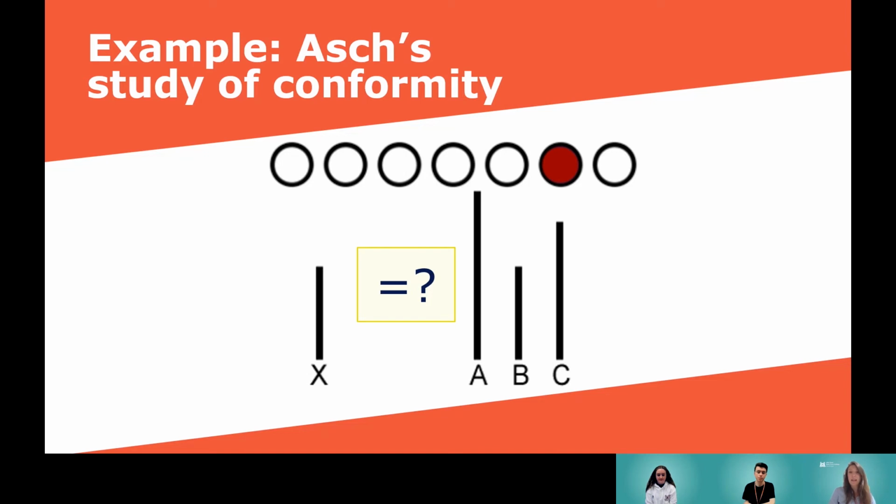Sometimes these confederates gave the right answer, so in this instance B, and sometimes they gave the wrong answer, so they may answer A. He noted down how many times the participants either gave the correct answer or conformed to the group and gave the wrong answer, even though they could see with their own eyes this was wrong. This was investigating group conformity behaviour.